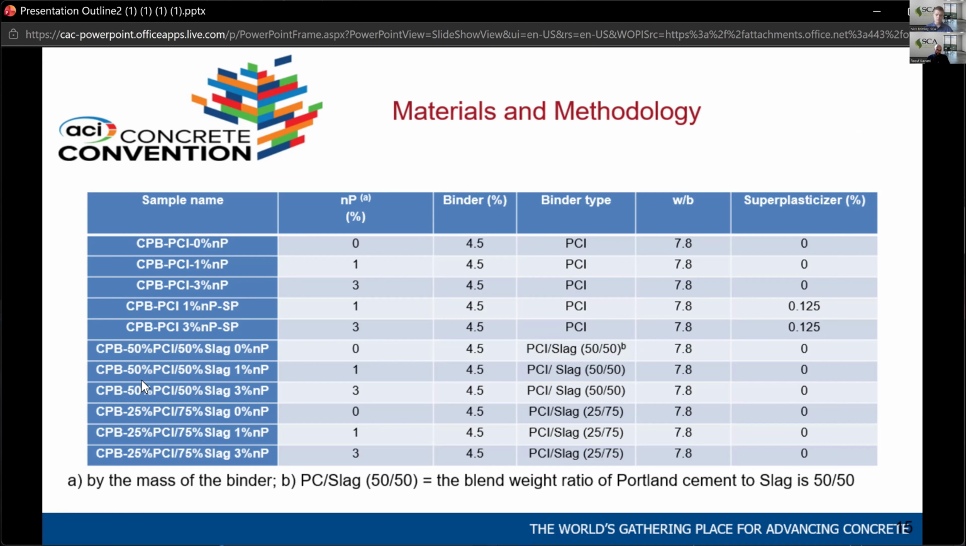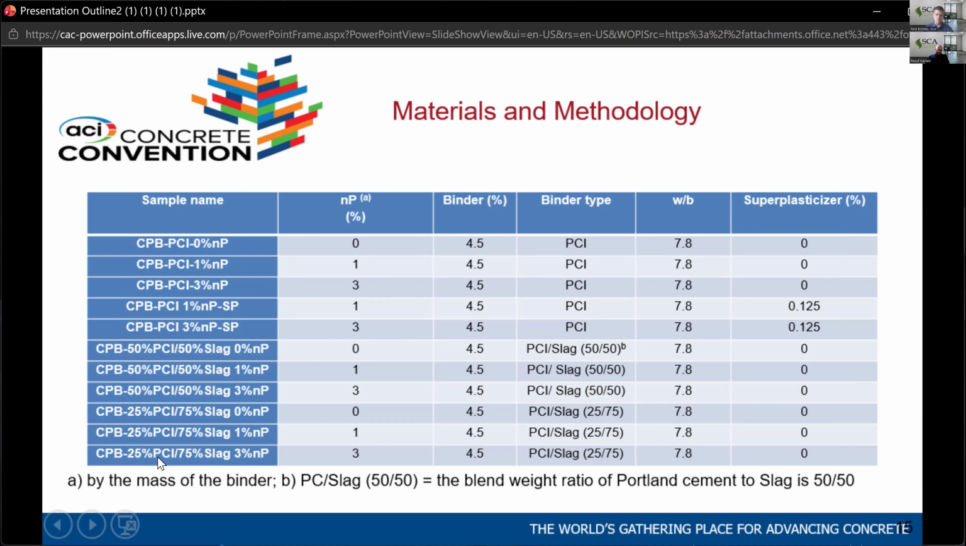no nanoparticle. This is another sample. Another one is 50-50 with 1% nanoparticle. The third one is 50-50, 3% nanoparticle. The fourth one is 25% cement and 75% slag. So you see, I'm reducing the amount of cement gradually. 25% cement and 75% slag binder and 0% nanoparticle, and I increased the nanoparticle throughout this.